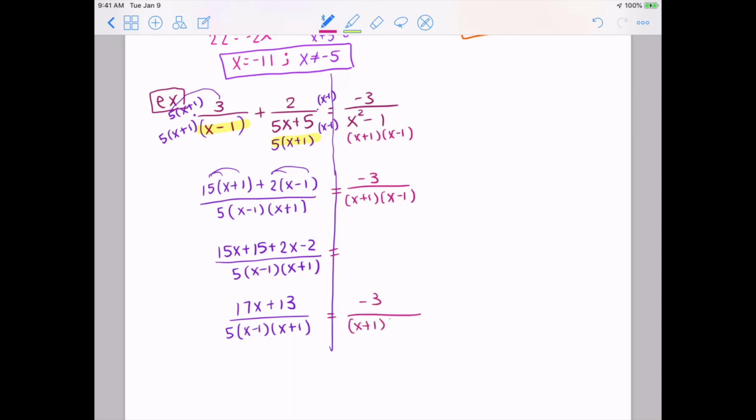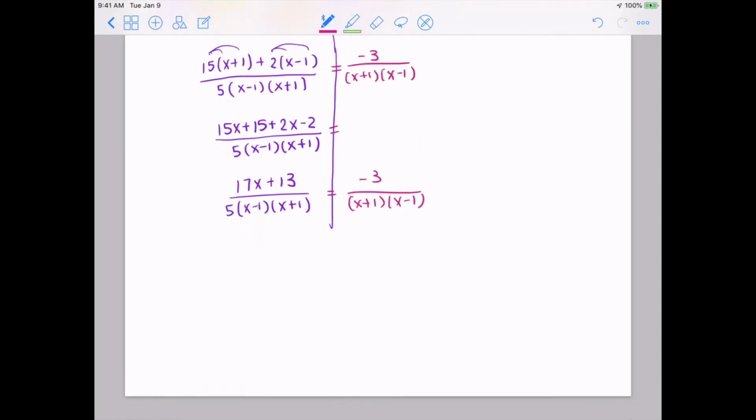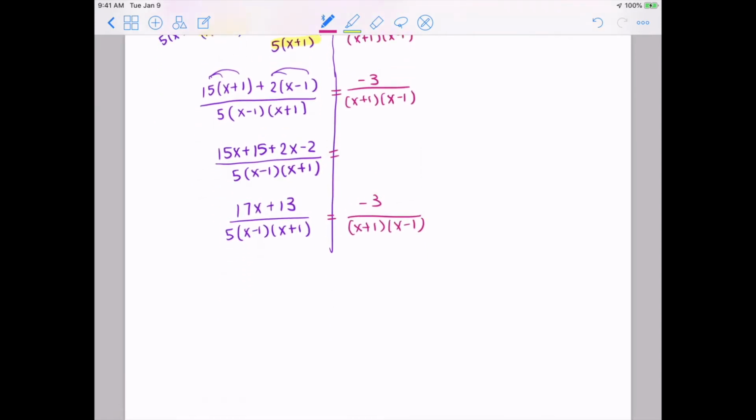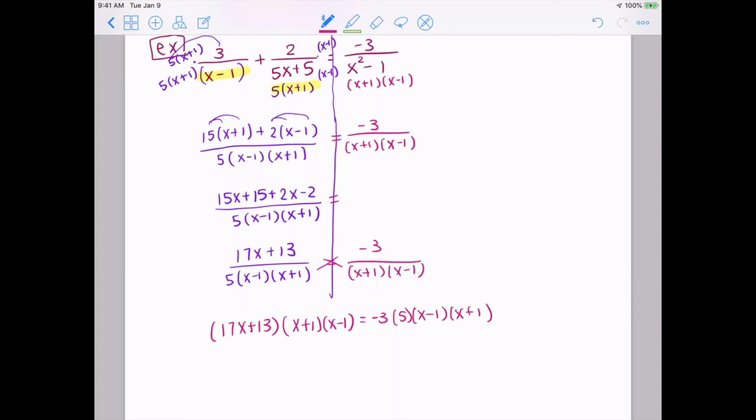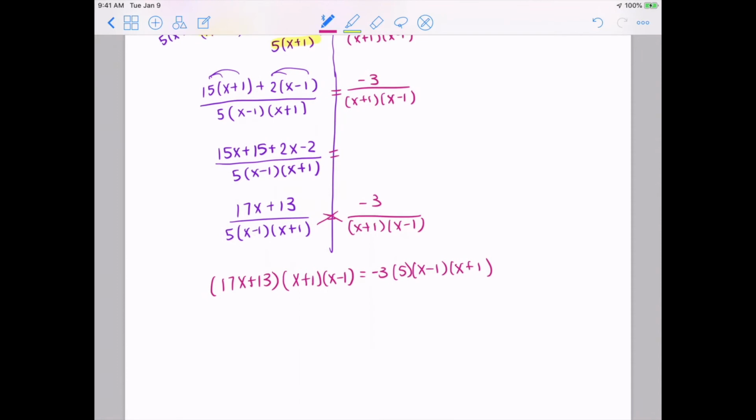So because now we have a fraction equal to a fraction, we can cross multiply. Okay, so 17x plus 13 cross multiplied, and we just write them all together. Equals negative 3 times 5 times negative 1, x minus 1, and x plus 1. Okay, it looks pretty complicated up to this point because we didn't really multiply everything in, we just cross multiplied. But you can take a look.